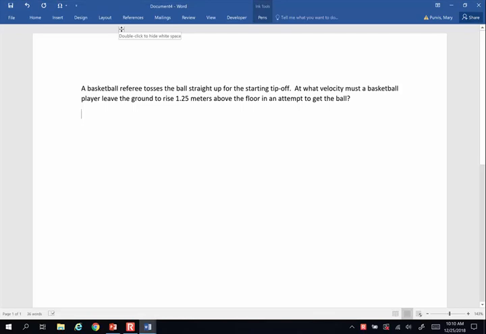Hi folks, here is another problem involving the acceleration of gravity. If you are feeling confident, give this a try and then fast forward through the video afterwards and see how you did. A basketball referee tosses the ball straight up for the starting tip-off.